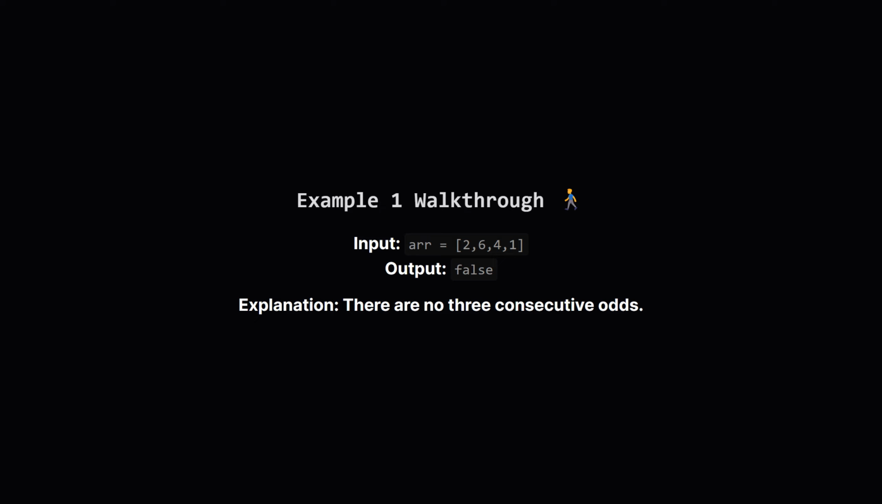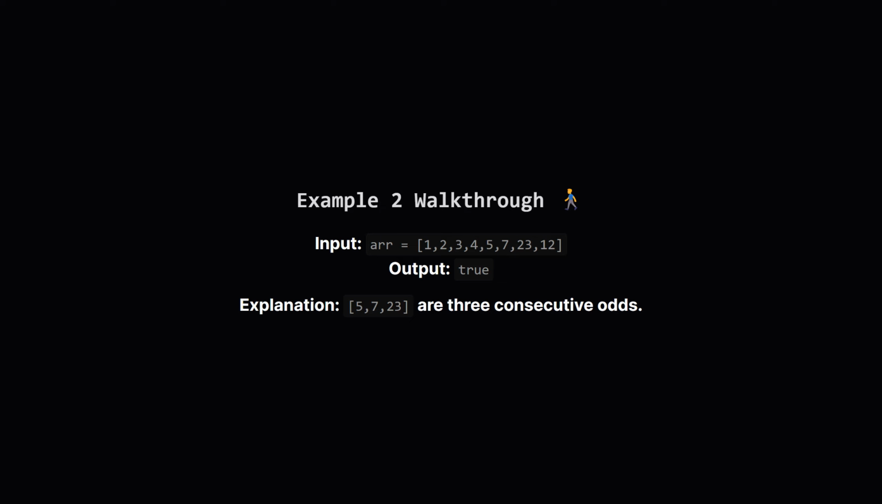Let's look at the first example. The input list is 2, 6, 4, 1. First, is 2 odd? Nope, it's even. Is 6 odd? Nope, even. Is 4 odd? Still even. Is 1 odd? Yes, but that's just one odd number. We need 3 in a row. Since we've reached the end and didn't find 3 consecutive odds, the output is false. Makes sense.